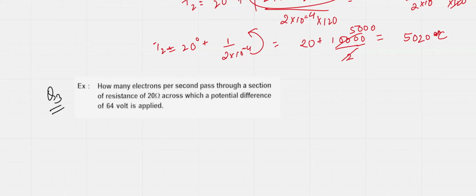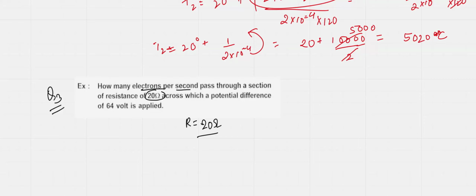So can you solve it? Okay, Kirtana. Look, the problem says you have to find the number of electrons per second passing through a section of a resistance having 20 ohm, right? What does this mean? You are given a resistance of 20 ohm. We have to calculate how many electrons are passing per second.